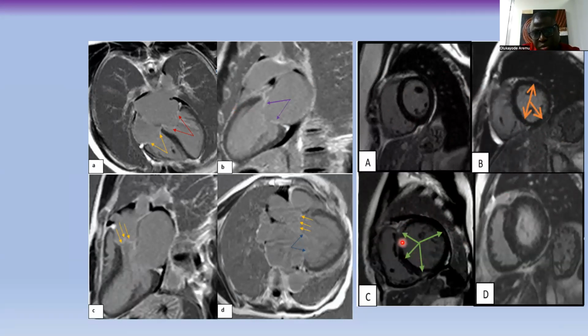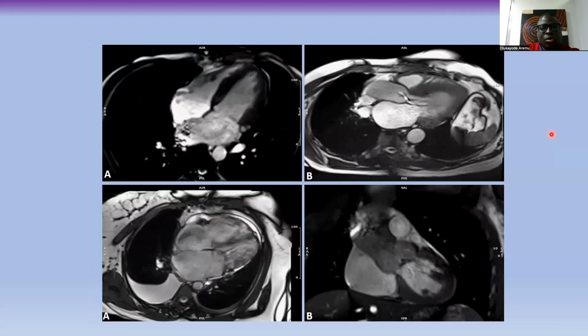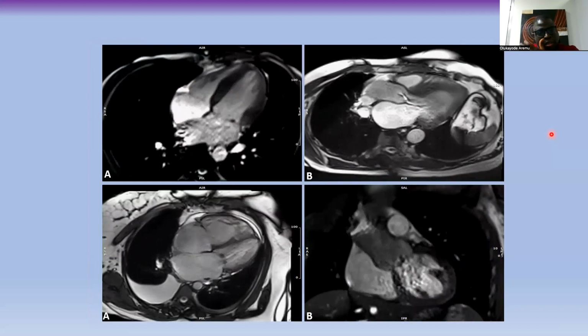On panel C here, you see what we were talking about the other time. This is mid-wall enhancement, and we also found it around the mid-inferolateral portion of the myocardium. And in this part D, we have the diffuse pattern. Of note is that in our patient cohort, about 36% of them had diffuse enhancement, followed by patchy enhancement. This is an example of what we found.